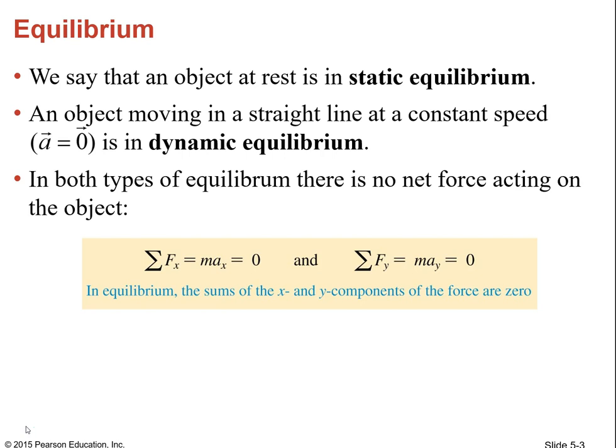Okay, when an object's at rest, it's in what's called a static equilibrium. So the forces are all balanced out. Dynamic equilibrium is when an object's moving at a constant speed in a straight line. Okay, in both those cases, there is no net force. So, kind of goes along with Newton's first law of motion. Objects that have balanced forces on them have a constant state of motion.